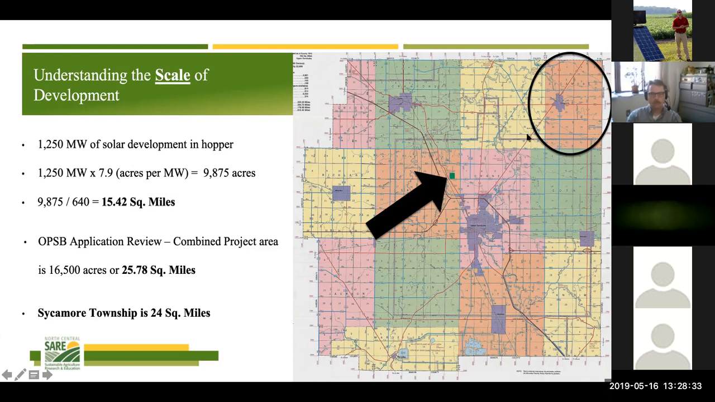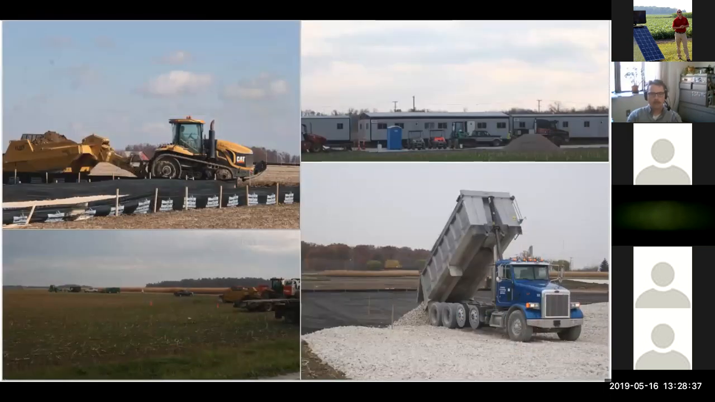So, large scales of development that we're seeing take place. I just want to wrap up our last 2 minutes with a couple of slides that show some pictures from a site that was constructed. And the point is to help you visualize what it looks like when these are being built.